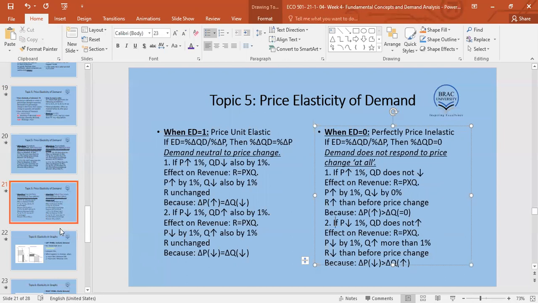So over here where I'm stopping, this is the end of this part. In the next part, we will see these elasticities of demand and how they respond to revenues using some graphs.